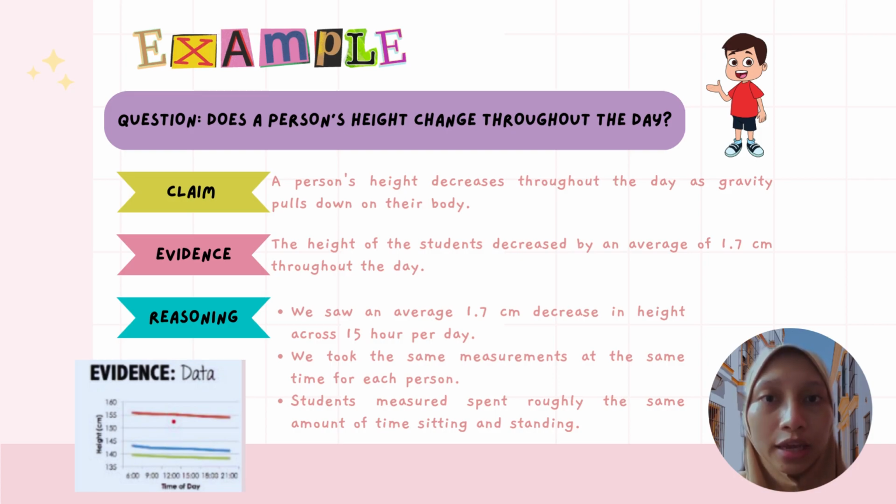After making a claim and evidence, we must come up with the reasoning, which can be the explanation of why and how the evidence supports the claim. The first reasoning is we saw an average 1.7 cm decrease in height across 15 hours per day. Second, we took the same measurements at the same time for each person. And lastly, the students measured spent roughly the same amount of time sitting and standing. So that is how the concept of scientific reasoning is being applied to the scientific question we get.